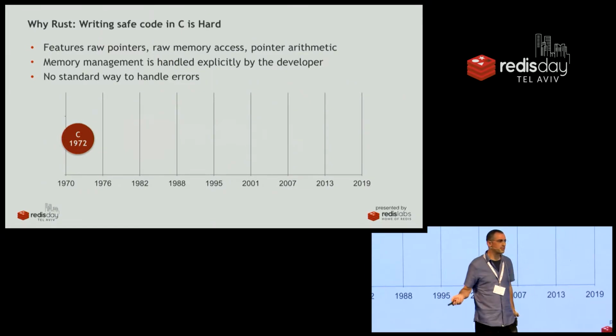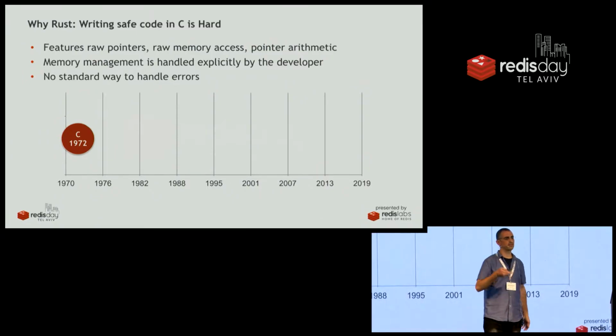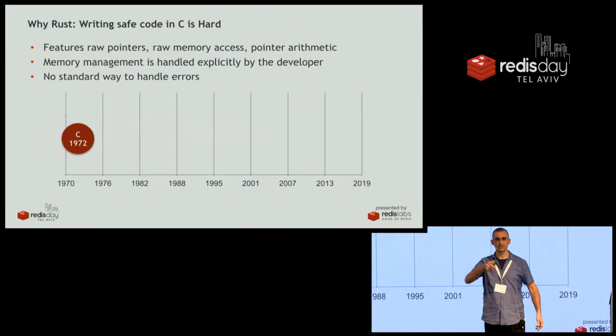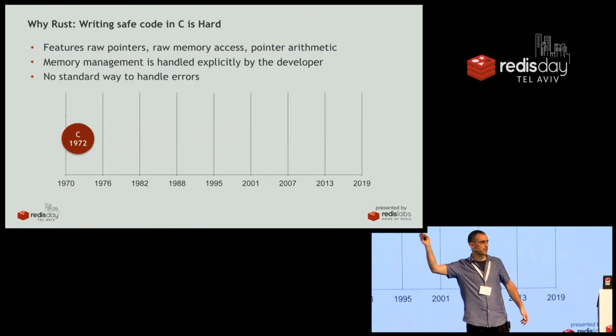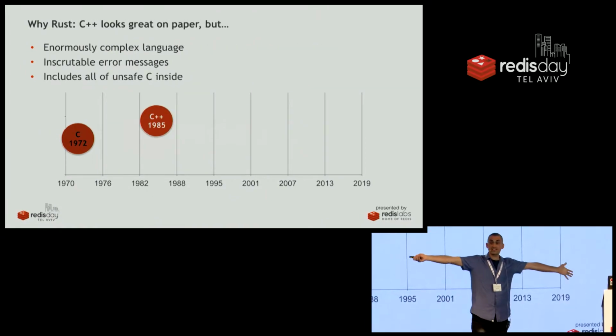And there's also no standard way to handle errors. If you open a file, you get a file descriptor as an integer, but that integer can also be negative, which means it was an error, and then you have to go check a global variable called errno to see what the error was. So not fun. So okay, great, C++, right?